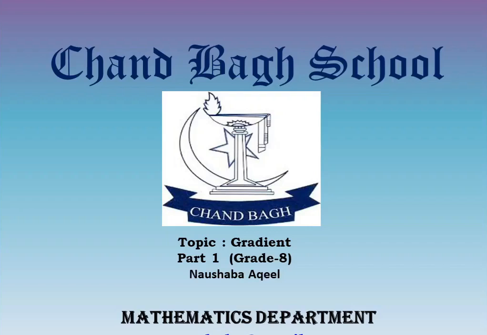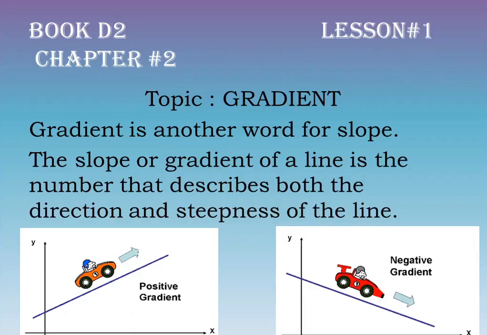Today we'll learn about gradient, which is our first lesson. What's gradient? Gradient is another word for slope. The slope or gradient of a line is the number that describes both the direction and steepness of the line.